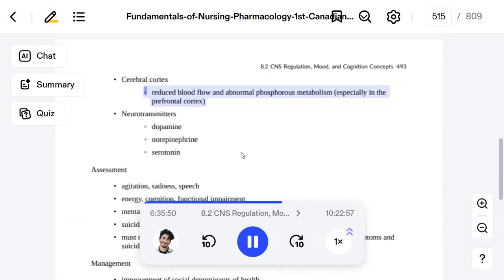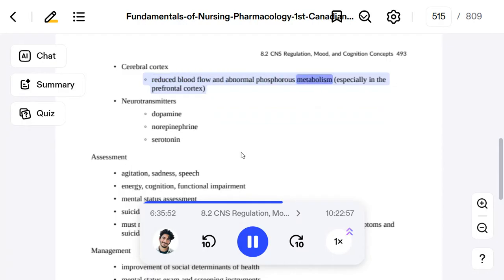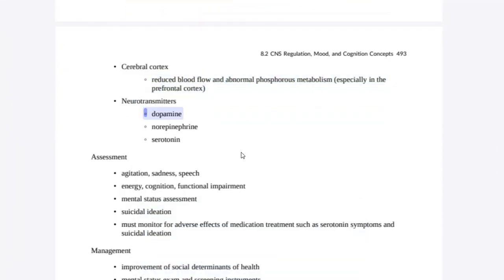Cerebral cortex, reduced blood flow and abnormal phosphorus metabolism. Neurotransmitters: dopamine, norepinephrine, and serotonin. Assessment: agitation, sadness, speech, energy, cognition, functional impairment, mental status assessment, suicidal ideation. Must monitor for adverse effects of medication treatment such as serotonin symptoms and suicidal ideation. Management: improvement of social determinants of health, mental status exam and screening instruments, psychotherapy, pharmacotherapy. Consequences: high use of medical care, potential for suicide, social and relational impacts, cognitive impacts.